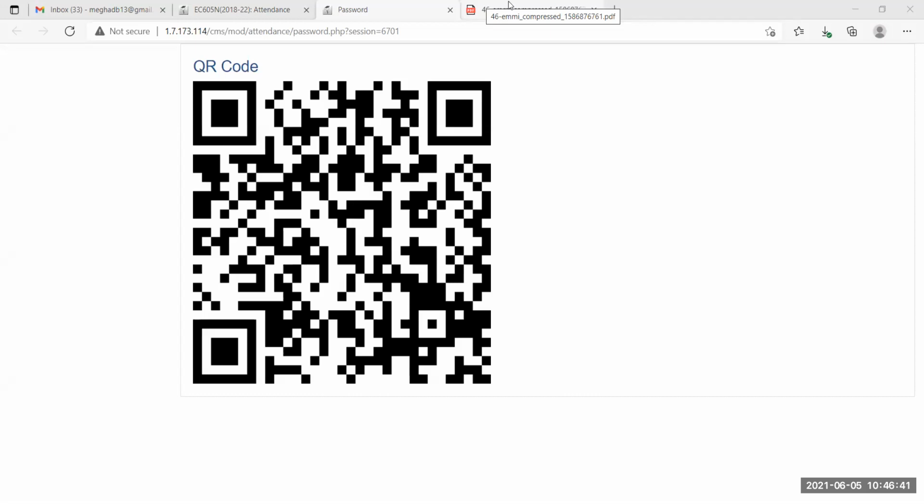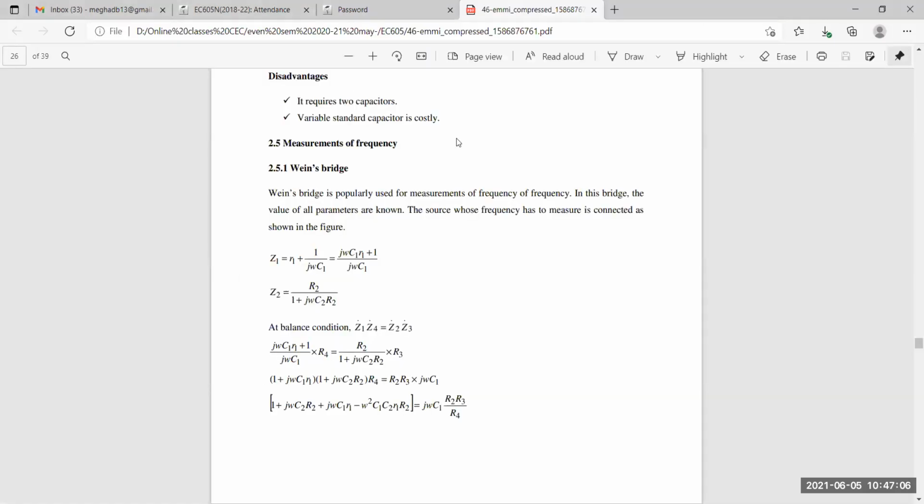Yes, Monica? Maxwell's bridge, ma'am. Maxwell and there is one more bridge in your syllabus. Hayes bridge, ma'am. Hayes bridge, correct. Hayes and Maxwell, okay. And for that, I'm sharing my screen. You just have a look.